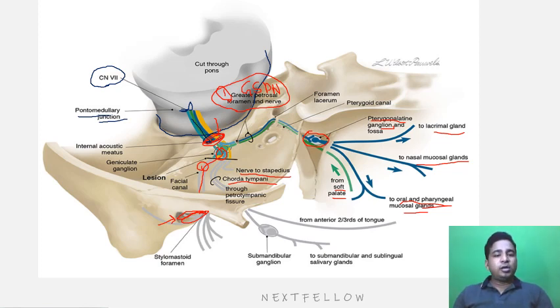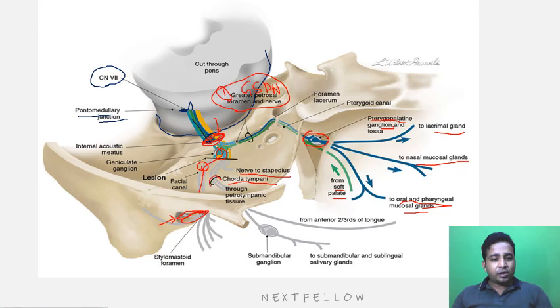Now let's talk about the nerve to stapedius, which supplies the stapedius muscle. You all know that when the stapedius muscle contracts, it helps protect the inner ear from injury whenever there is a loud sound, because it restricts the extreme vibration of the stapes bone, thus protecting the inner ear from loud sound. Okay, the third nerve is the chorda tympani.